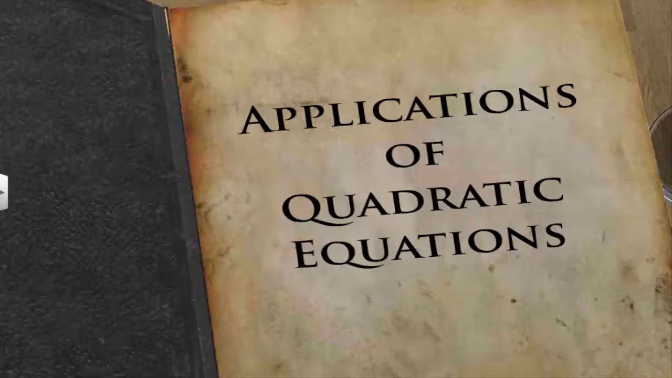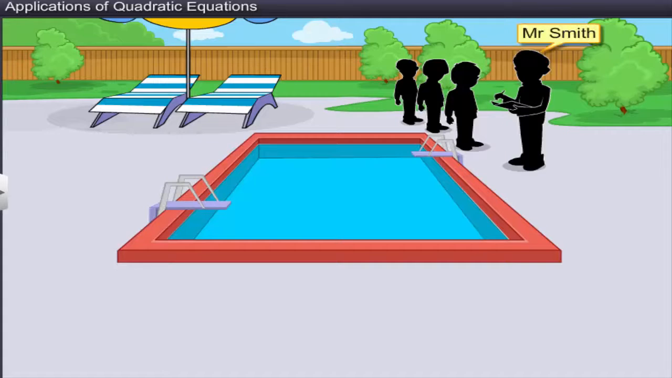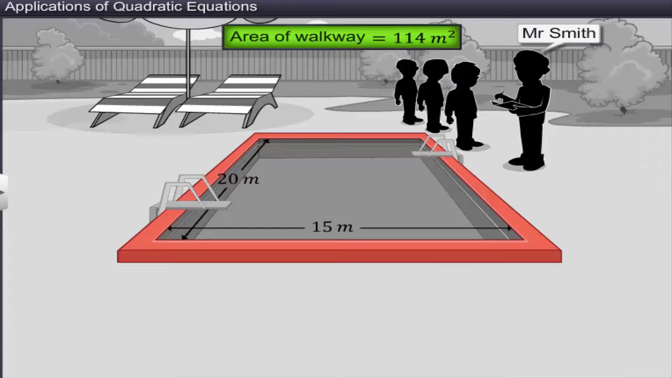In this module, you will learn to solve problems that lead to quadratic equations. Mr. Smith, a contractor, got a contract to construct a concrete walkway around a swimming pool that is 15 meters wide and 20 meters long. As per the contract, the walkway should be of uniform width all around the swimming pool and should cover a total area of 114 square meters.